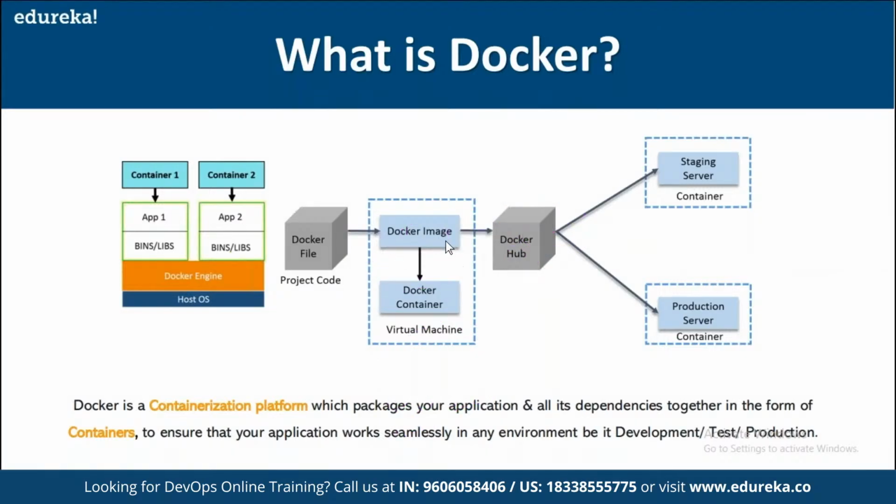Docker Hub is a library where you maintain your images. From Docker Hub, in your staging server, you can pull that image and run it in your staging server, and then if the testing is done successfully, you can pull the same image and deploy it in your production server also.